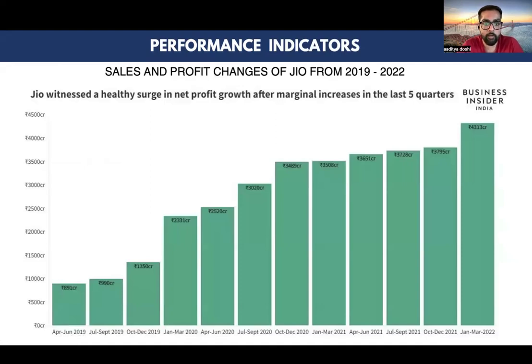These are the performance indicators of Jio. The graph that you are seeing right now is the sales and profit changes, from 2019 to 2022. As you can see, after Jio entered the market, in the initial years it was free, so we cannot provide that data. But from 2019 to 2020, it went drastically up till 3,489 crores. Then it was stagnant in 2021, and then it got a boost in 2022.